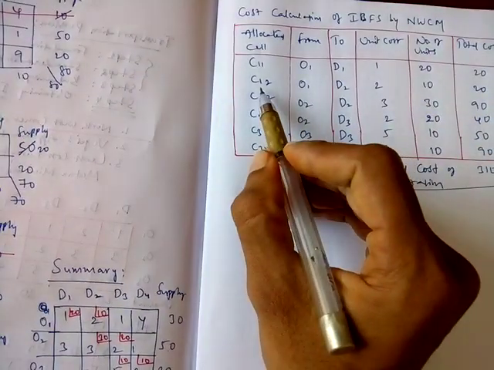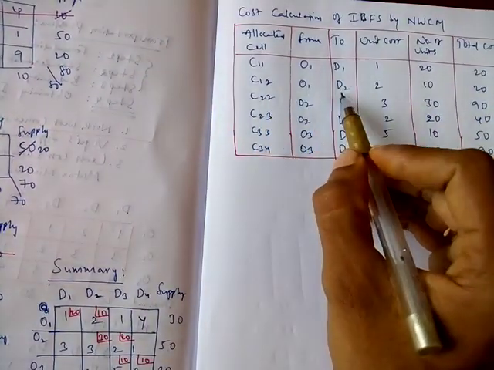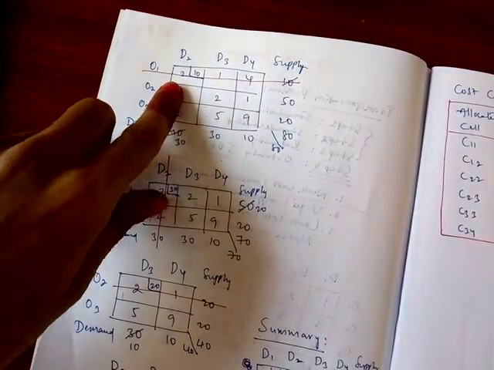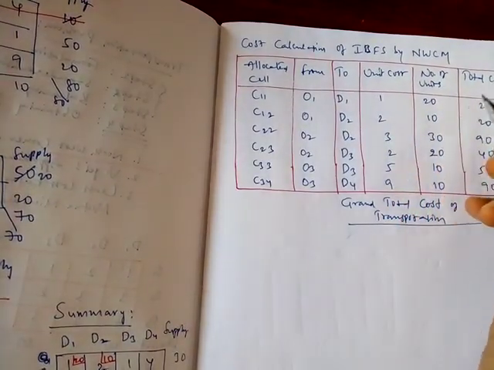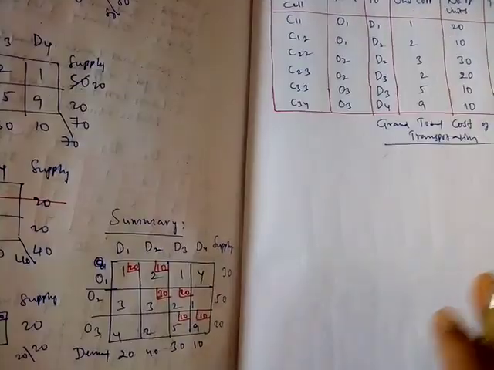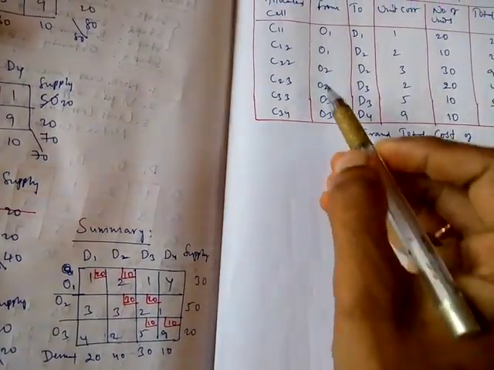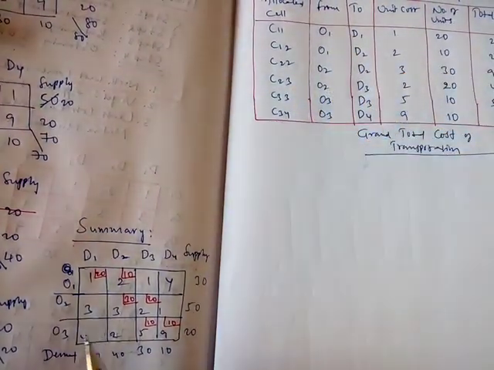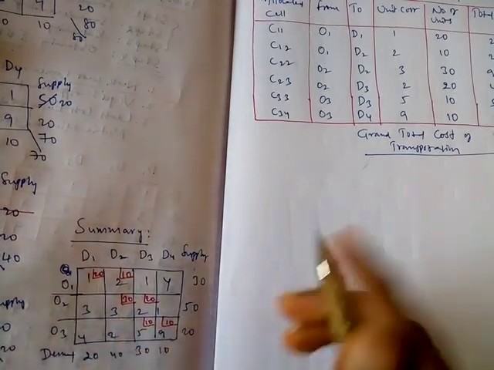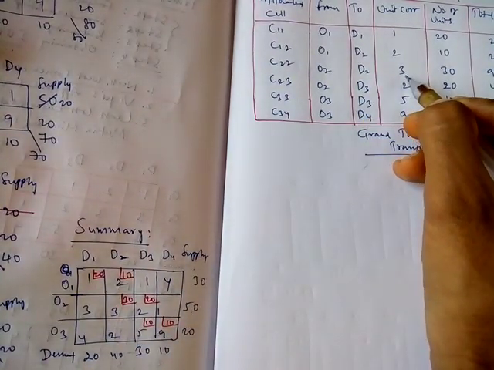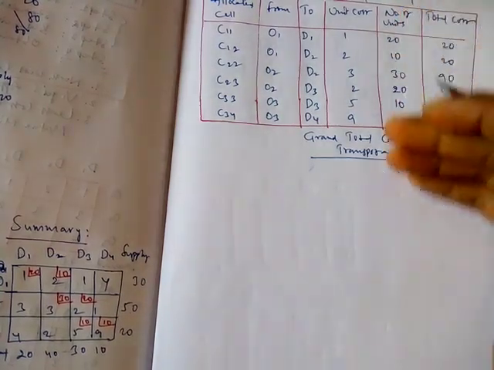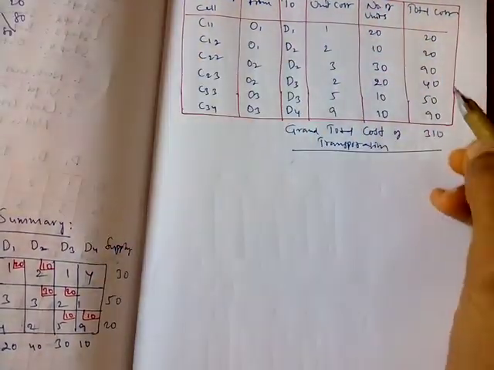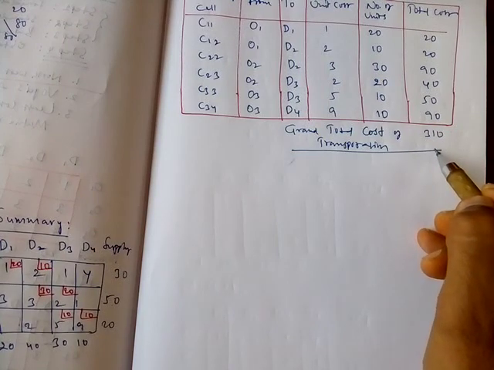So like this, C12, O1 to D2, unit cost is 2, number of units 10, total cost 20. Or you can take it from the summary also. C22 from O2 to D2, unit cost 3 and number of units 30, so total cost 90, something like this. If you do this, the total cost will be 310.